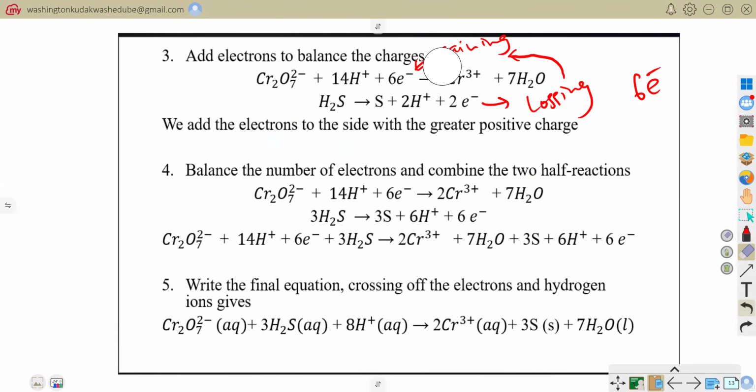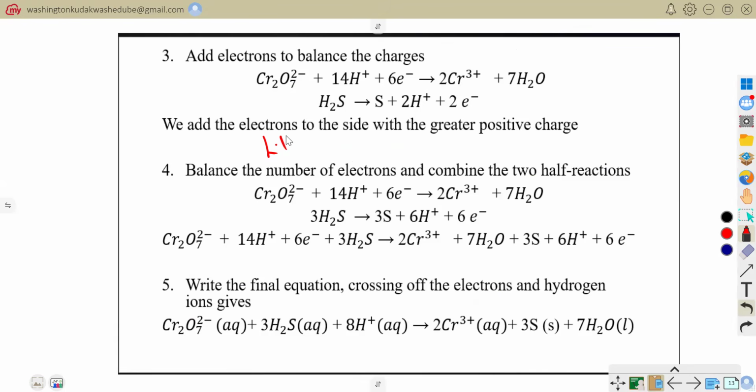So the following step, which is step number 4, is to balance the what? The number of electrons, and then combine the two half reactions. So here we are having a what? A balanced reaction. So we are having a balanced half reaction for our chromate ions, a balanced half reaction for our hydrogen sulfide. Now, since they are all balanced in terms of charges, in terms of electrons, we can now get to combine these two.